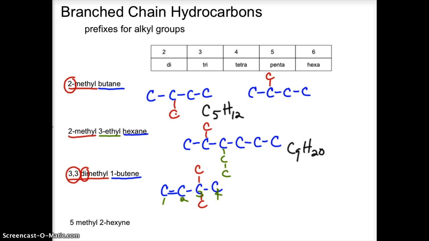All right, the molecular formula for this structure would be, let's see, let's count up our carbons. It looks like we have 6 carbons total, so that's C6. And it is an alkene, so that follows the general rule of C to the N, H to the 2N. So that's going to be H12, and that is the molecular formula for 3,3-dimethyl-1-butene. The last example that I have here is a hexyne.